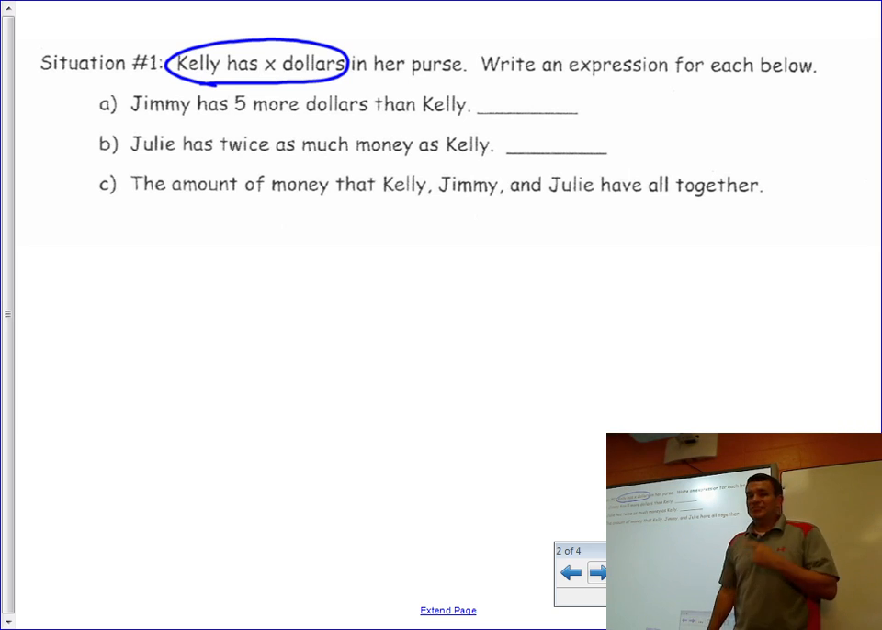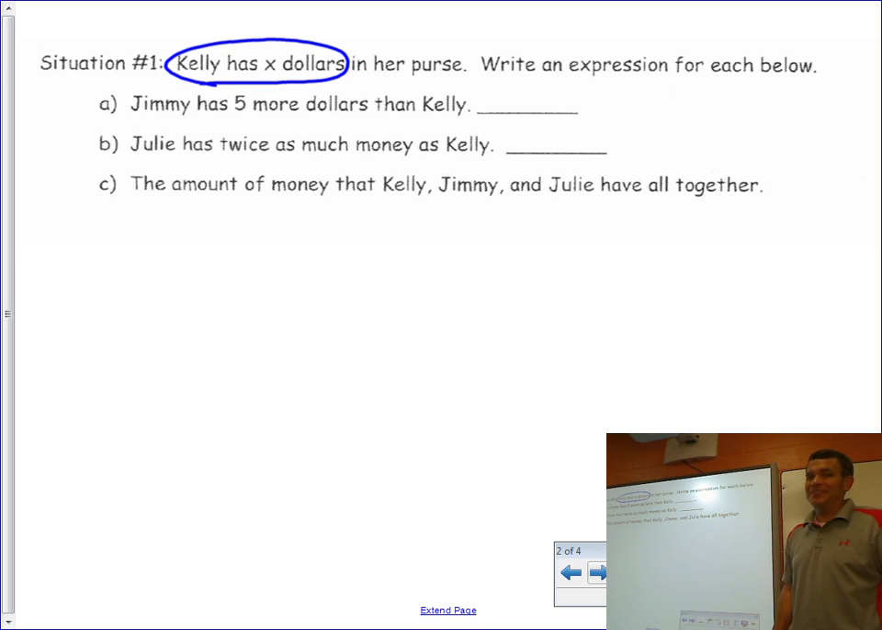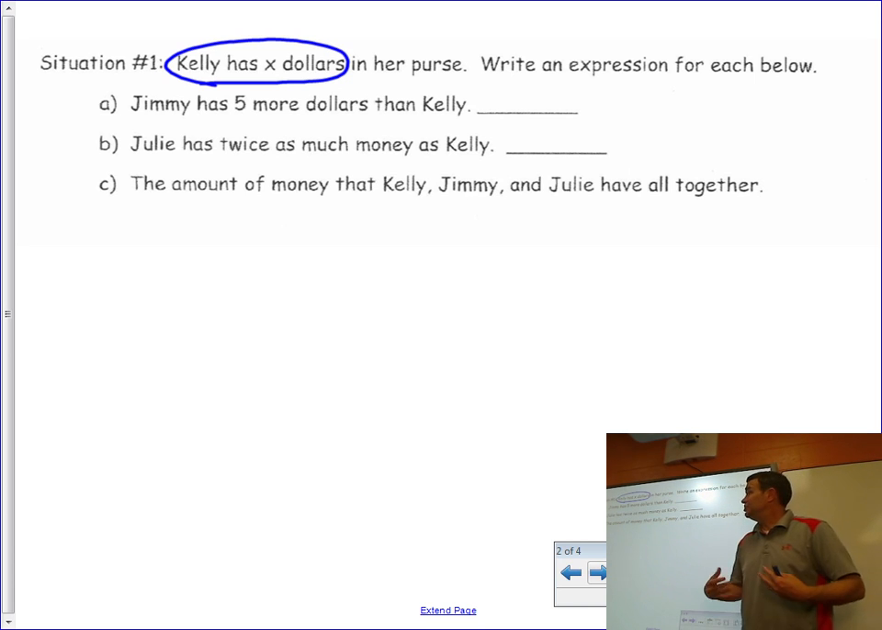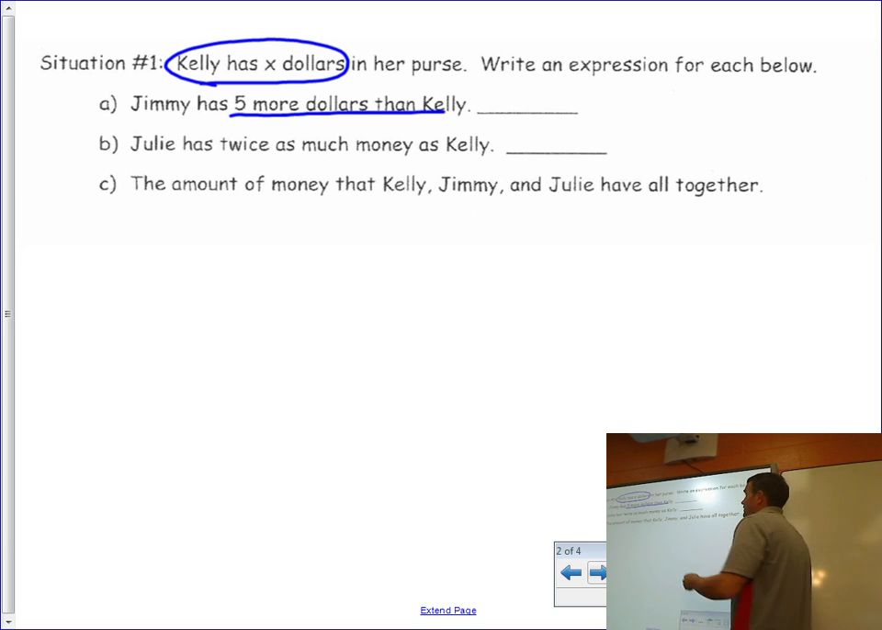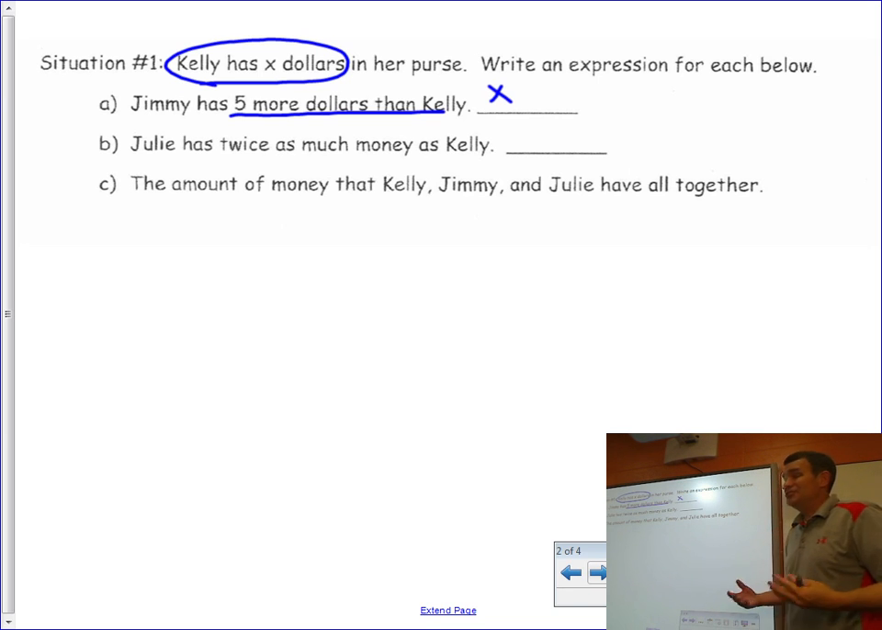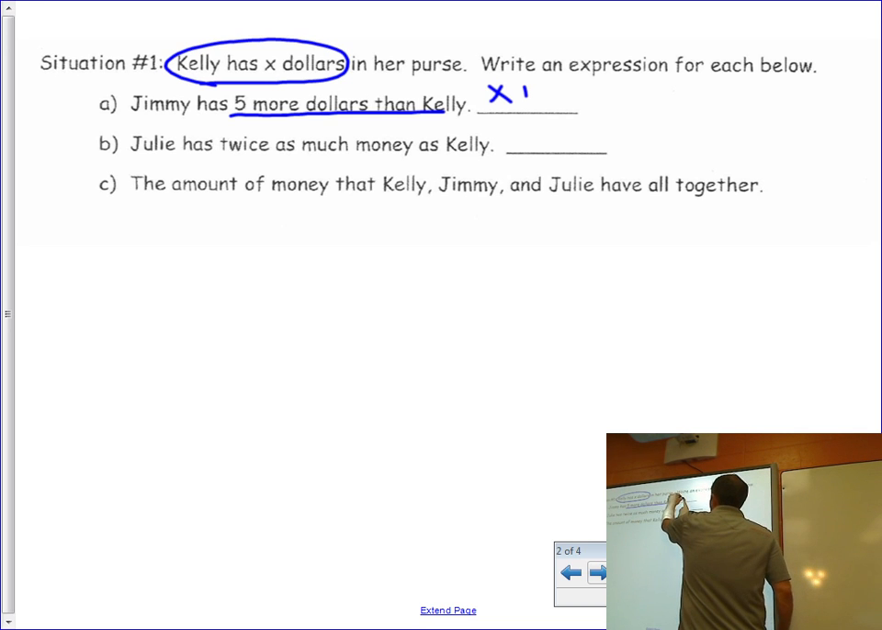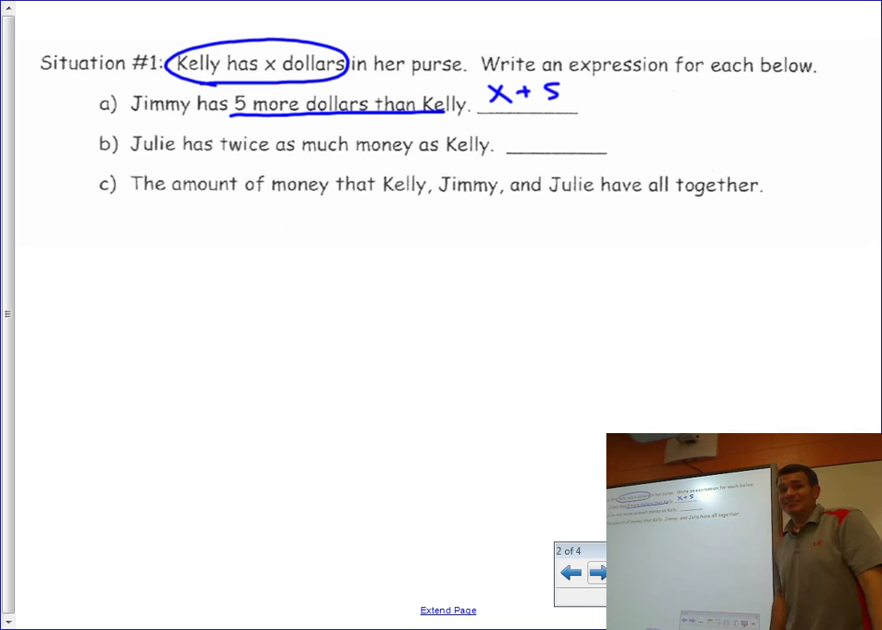Now, part A says Jimmy has $5 more than Kelly. Well, what expression would represent Jimmy's amount of money? Let's see. $5 more than Kelly. Well, if Kelly has X dollars, like I was told, and Jimmy has 5 more than her, then Jimmy would have X plus $5. X plus 5 would be the expression that represents Jimmy's amount of money.